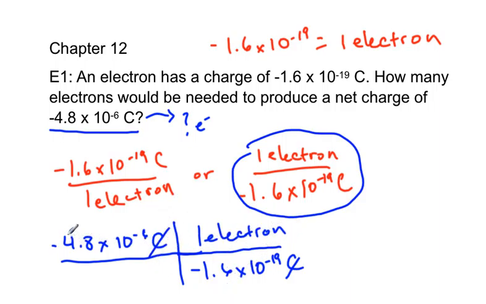So in your calculator, you can put negative divided by negative is positive, so you don't have to deal with negatives if you don't want to. But put 4.8 times 10 to the negative 6 in parentheses. Hopefully you have a scientific calculator. Put that in parentheses. Then divide by, in parentheses, 1.6 times 10 to the negative 19th. You've got to use parentheses sometimes on your calculators.